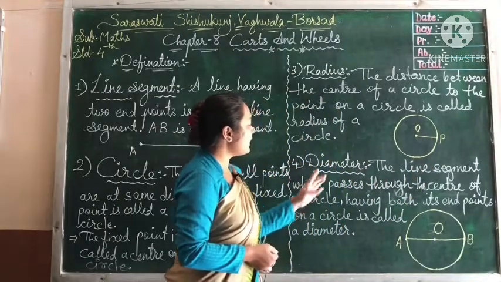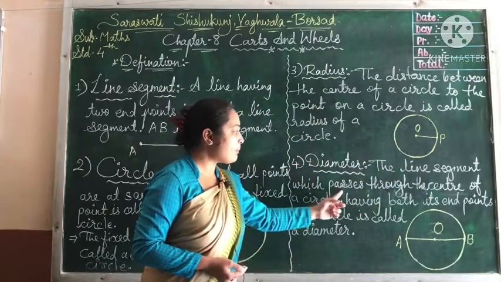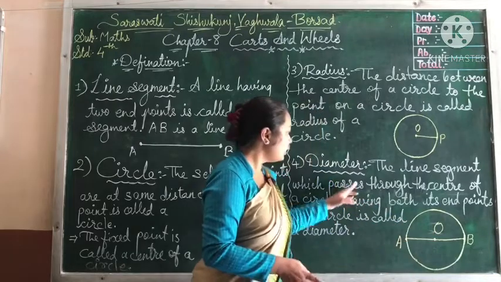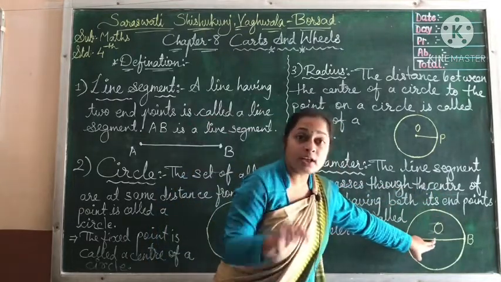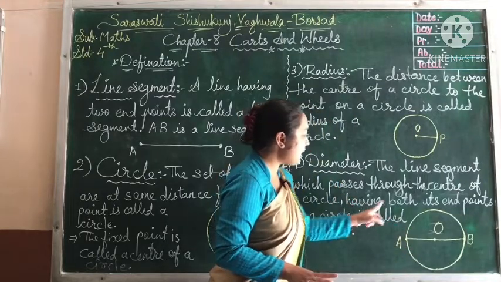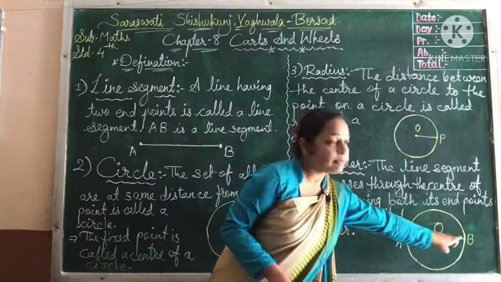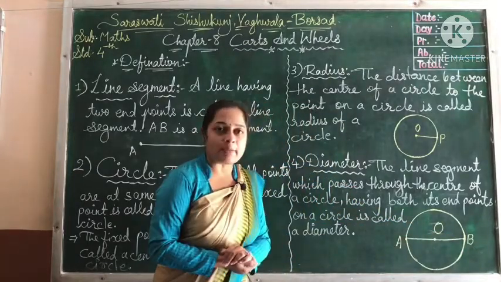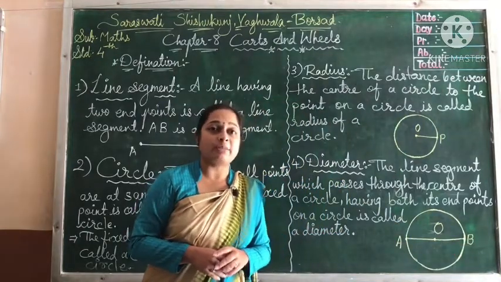Fourth definition, diameter. The line segment which passes, here you can see that the line segment is passing through the center of a circle, having both its endpoints on the circle. Both its endpoints should be on the circle. It is called a diameter. Here the line segment AB is called a diameter.